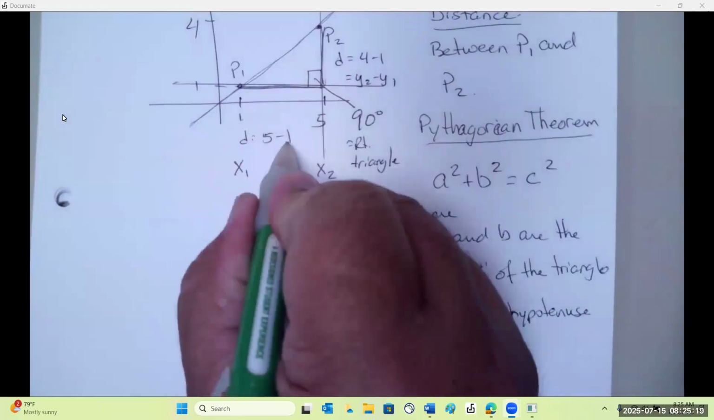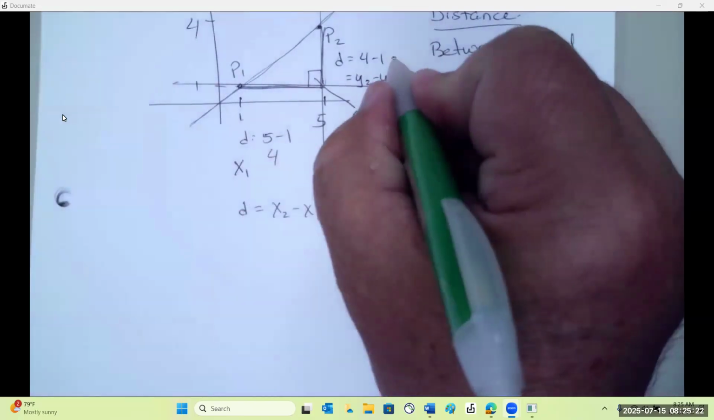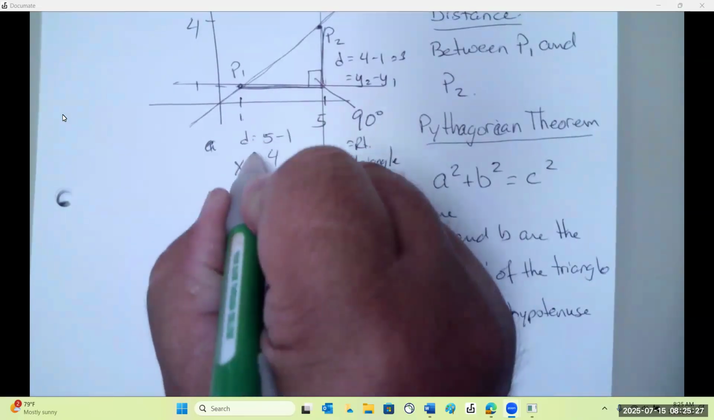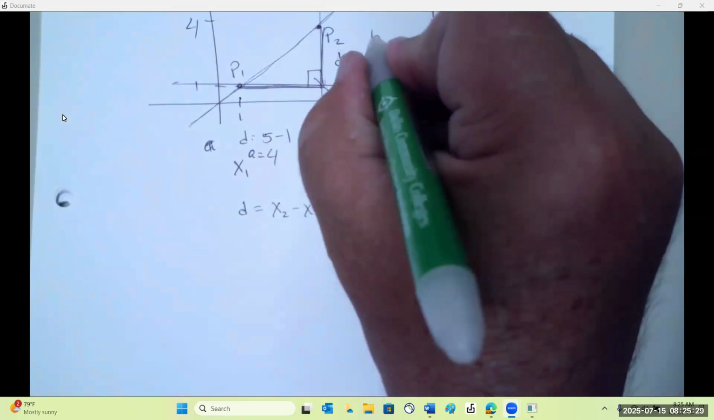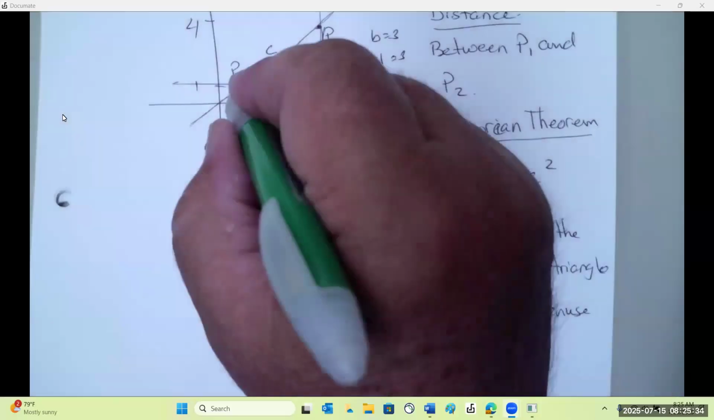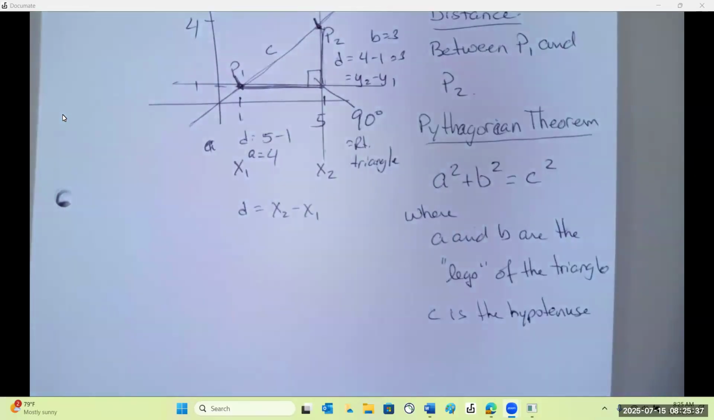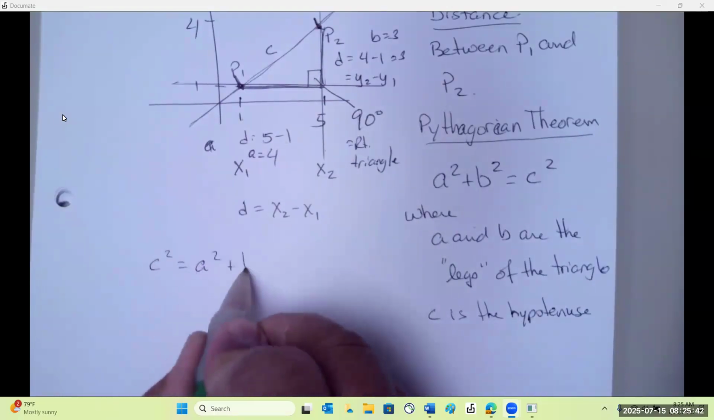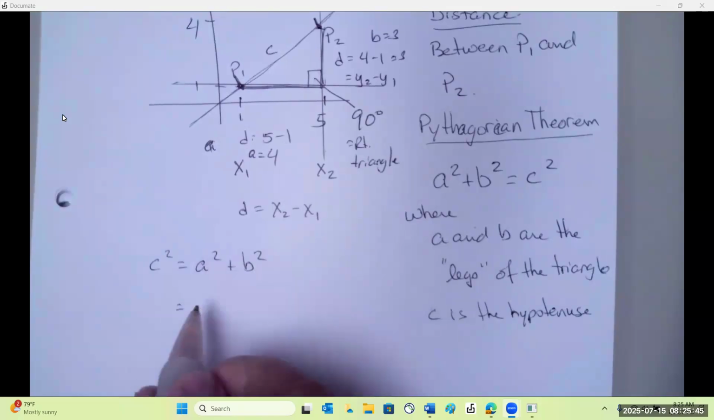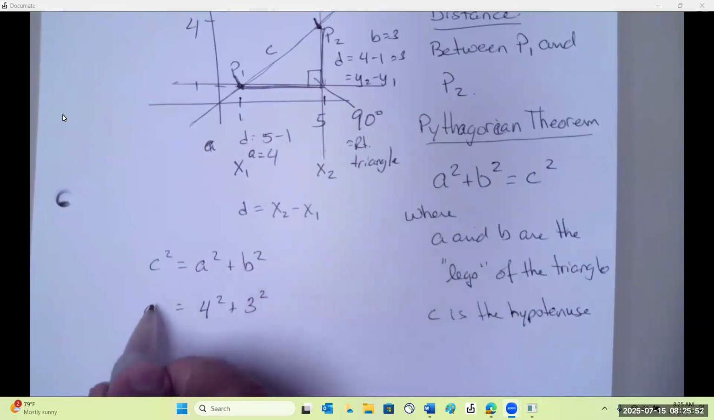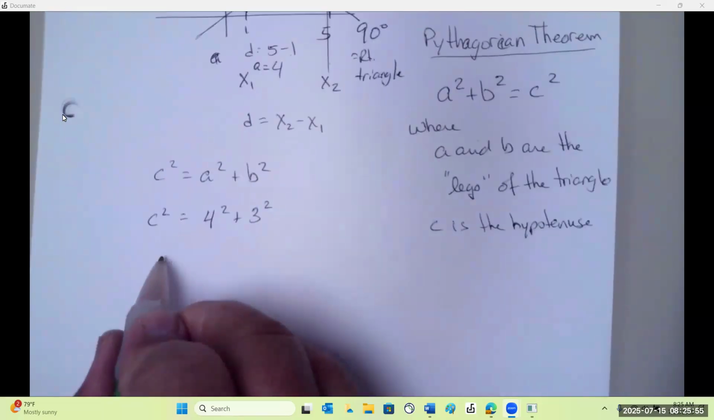So we know that the distance between here is 4, the distance here is 3. So A is 4, B is 3, and we're looking for C, the distance between point 1 and point 2. So we have C squared equals A squared plus B squared. A squared was 4 squared plus 3 squared, C squared.